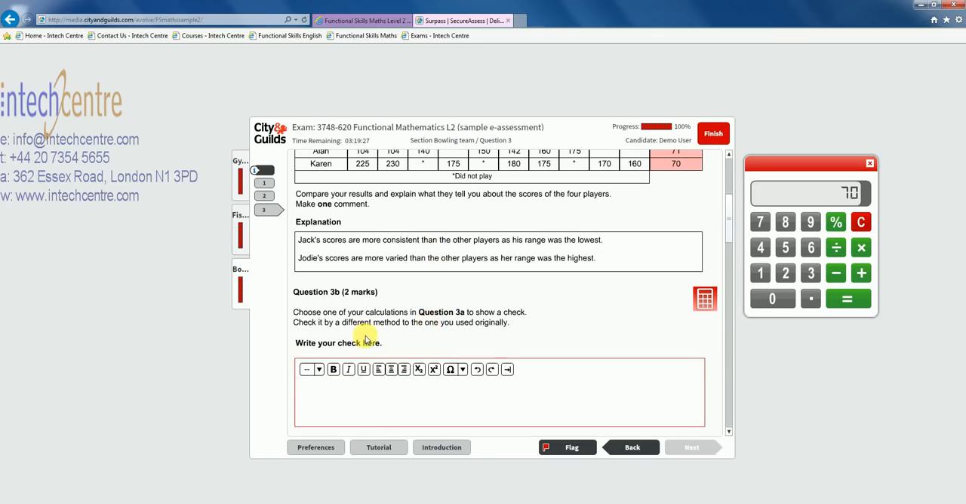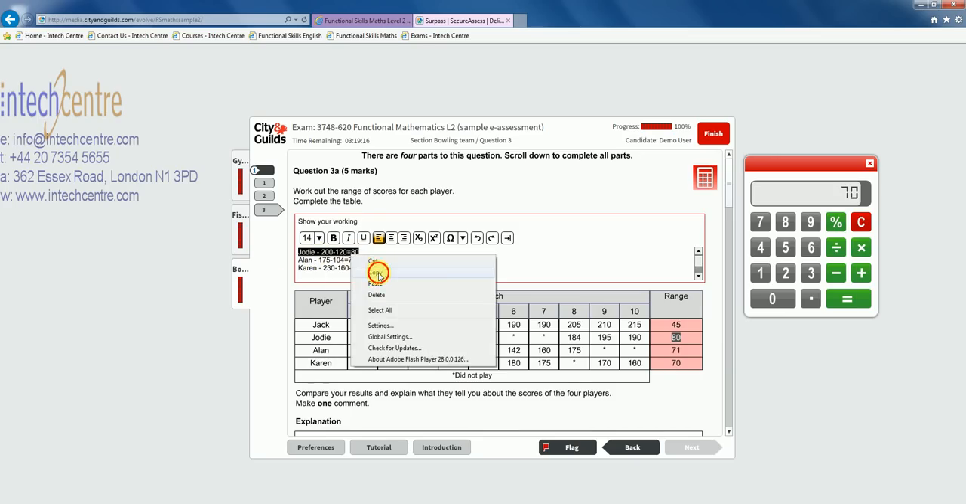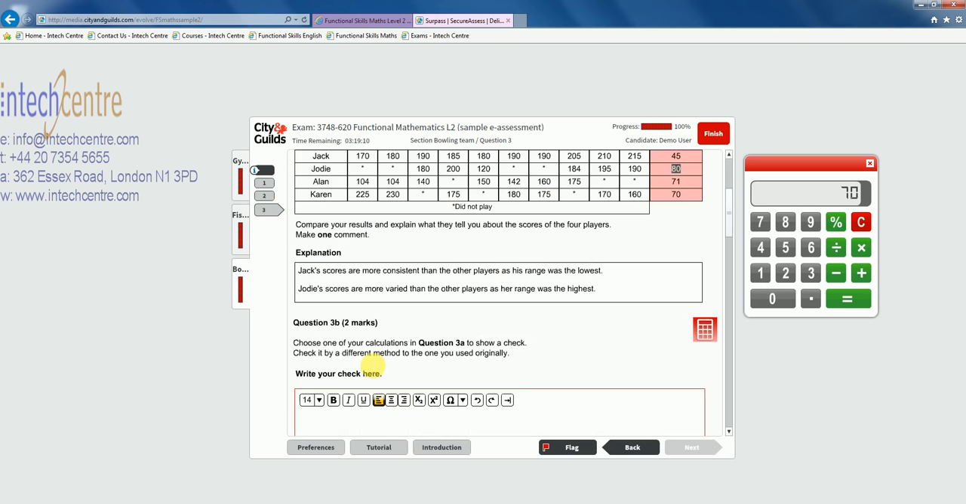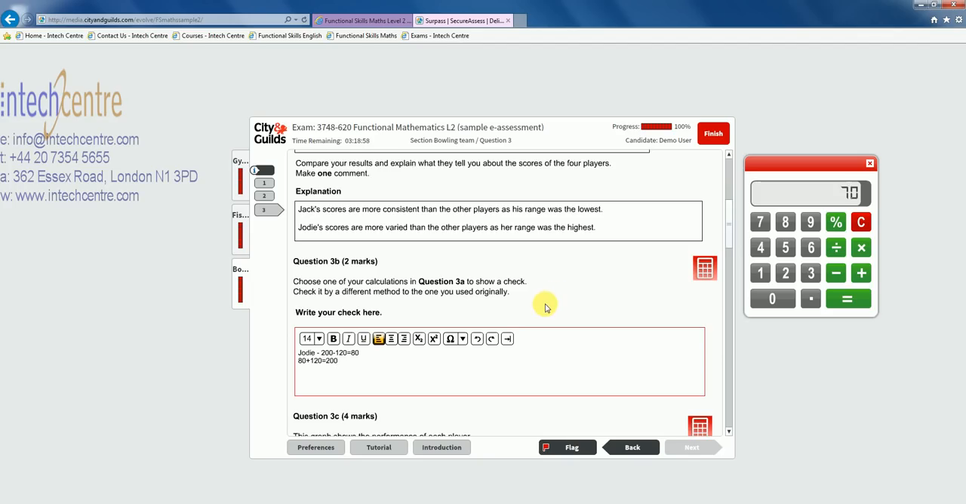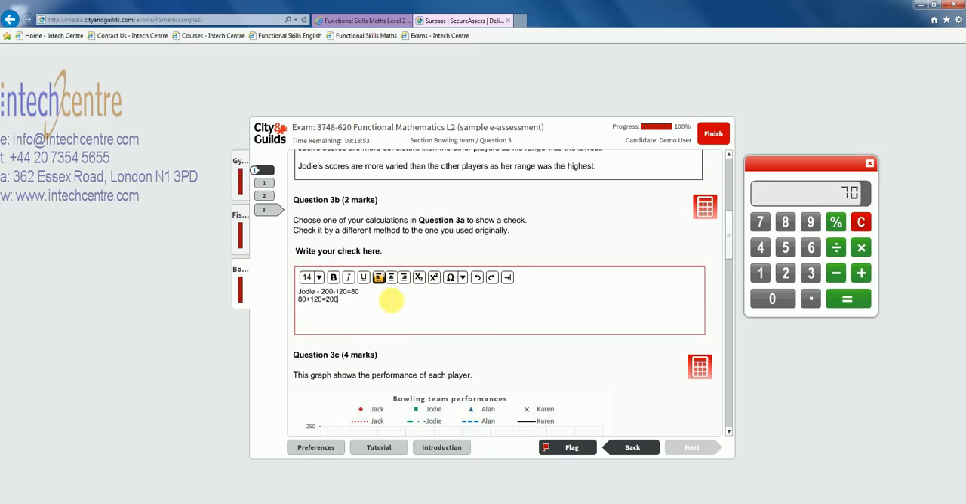Choose one of your calculations in 3A to show a check. Check it by a different method to the one you used originally. So we're just going to copy and paste, let's say Jodie's score. You can pick any of them. So that's making sure it's the right question. So that's 3A, yes, so it's 3A that we're checking. So Jodie scores 200, so now 80 plus 120 is 200, and of course double check it on the calculator to make sure you are checking the right calculations. So that's that one there, so that's only 2 marks.